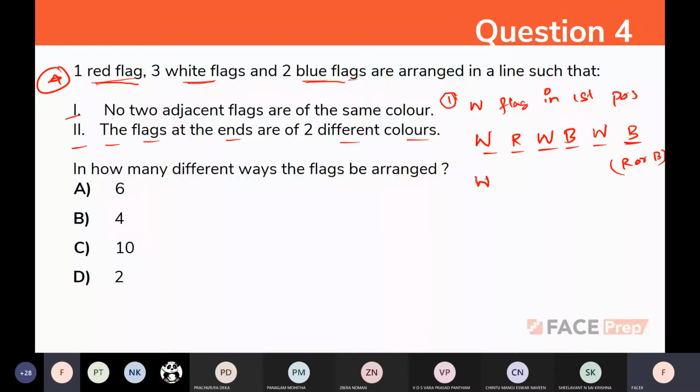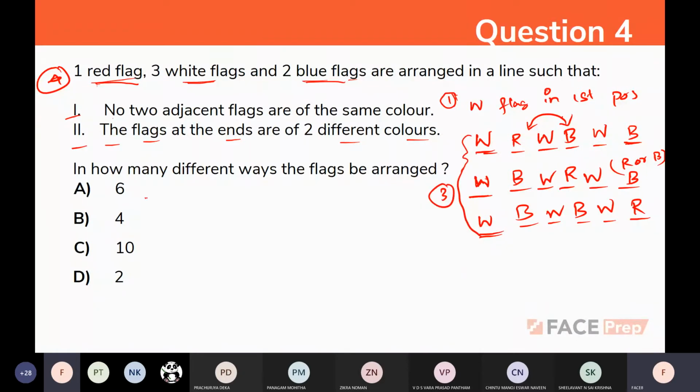So with the white in the first place, we have arranged whites. So if you are placing blue here, we can interchange these places. So this is also possible, right? So here we can arrange white in the first place in another way also. So we can arrange R here, first red flag here. Okay, which means blue will be here. So white in the first place, we have three possible arrangements.